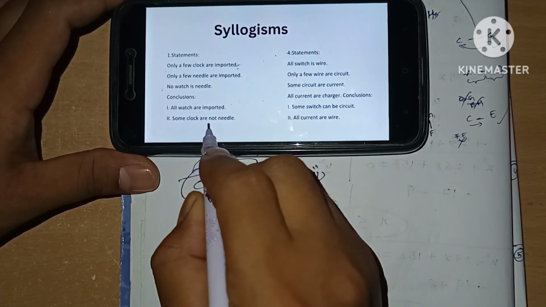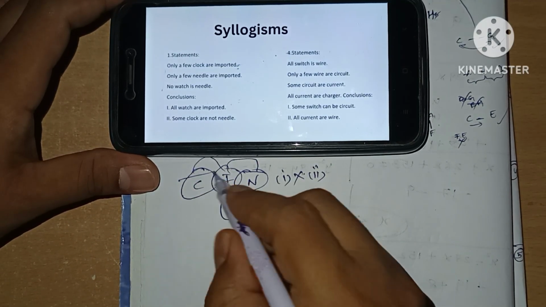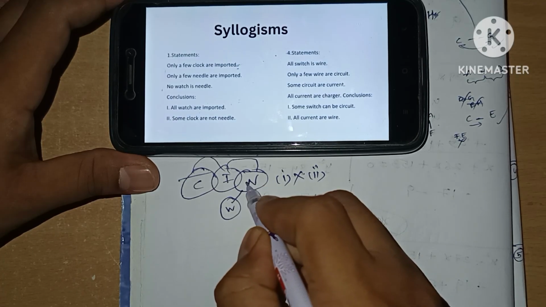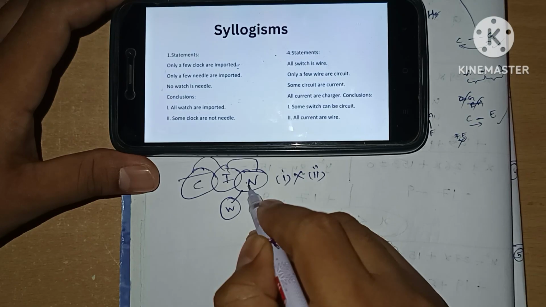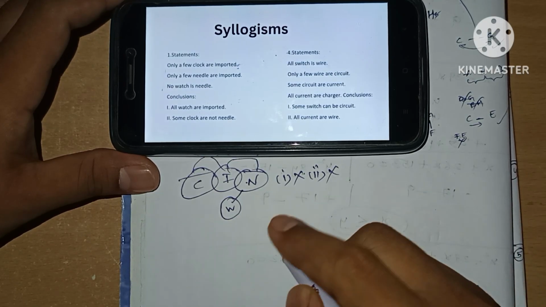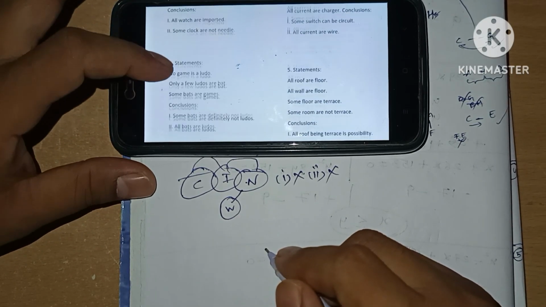We check all clock are needle. All clock can be placed inside needle. Yes, it is possible. We can draw a possible diagram of all clock inside needle. So all case possible means some not case fails. Okay, next. Second question.